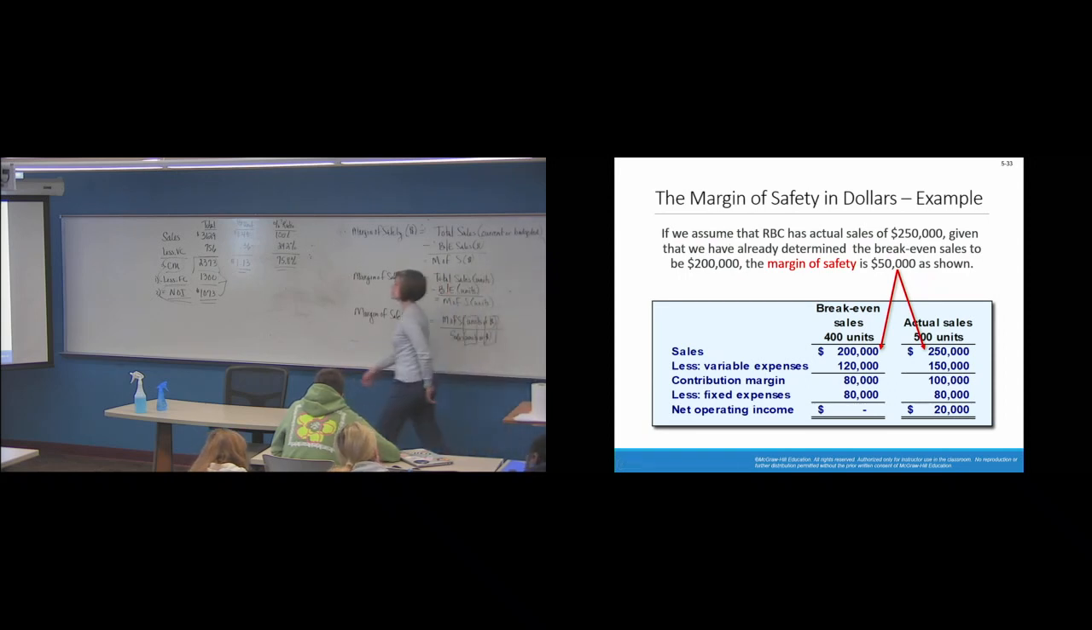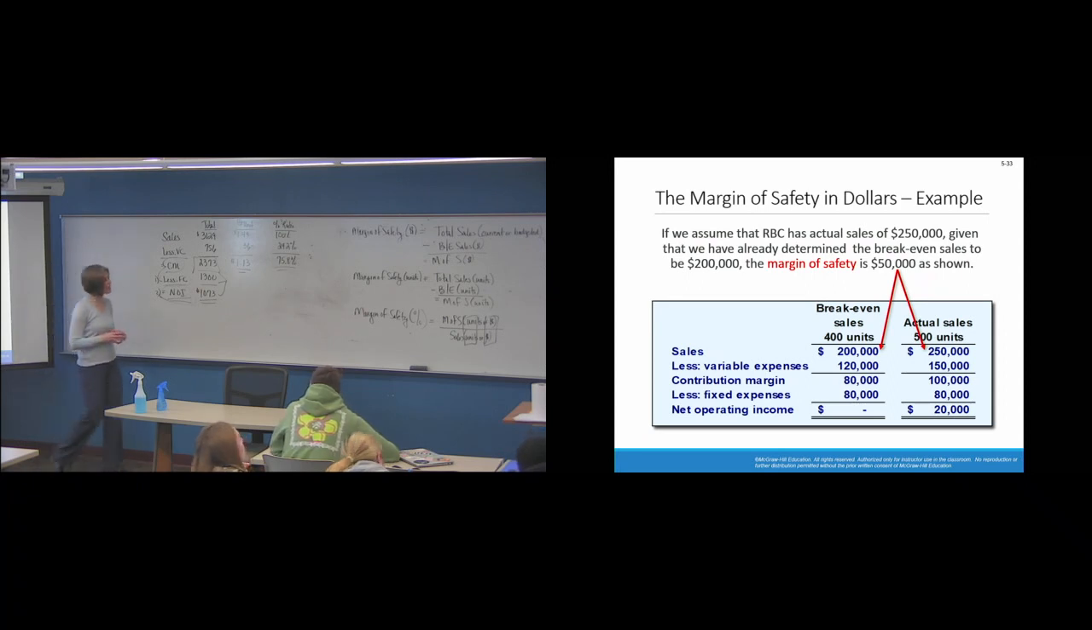So back to RBC, guys. Here's what our template was originally: $250,000 of sales, 500 bikes. We figured out break even. Break even was $200,000 in sales and 400 bikes. So my margin of safety in units is simply 500 minus 400, so it's 100, right? RBC could sell 100 fewer bikes and still pay their bills. Make sense? Sales could go from 250 to 200, and they could still pay their bills, okay?